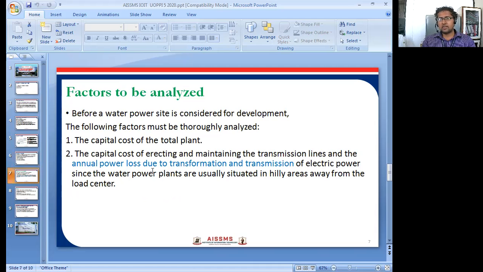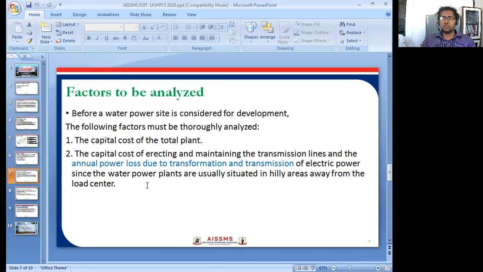No doubt, for hydroelectric projects or hydroelectric power plants, there are certain factors we have to analyze, like the capital cost of the total plant. Initially, at the start of the project installation, it will take some cost, but afterwards it will give you more energy, and the cost will not be affected that much. So there are the capital cost, the maintenance of the transmission line, and the annual power loss due to transformation or transmission of electric power. Hydro power plants are usually situated in hilly areas away from the load center.